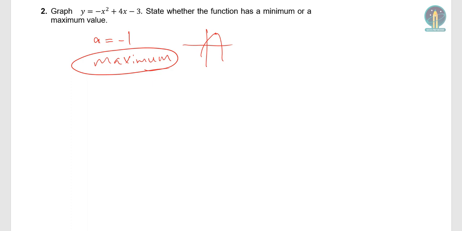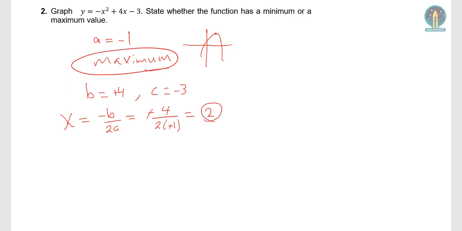And now to graph the function, let's just list out b and c. So b is plus 4, c is minus 3. So the first step, again, determine the vertex, determine the line of symmetry, then the y-coordinate of the vertex. So the line of symmetry is at x equals minus b over 2a. So that's equal to minus 4 over 2 times negative 1, which is equal to 4 divided by 2 is 2. So the x value of the vertex is 2.